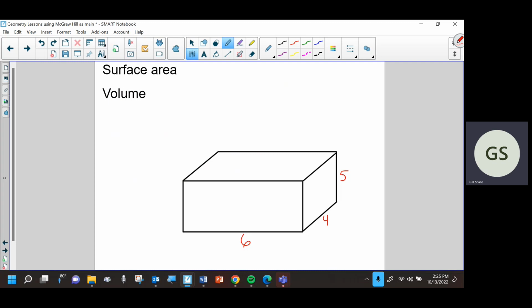When it comes to surface area, one thing I will do is typically write in the measurements of the other sides that I see. If this bottom side is 6, this top side is 6. If the height over here is 5, then the height over here would be 5. This we would call the width for the bottom side, the bottom base. And then this would also be 4.